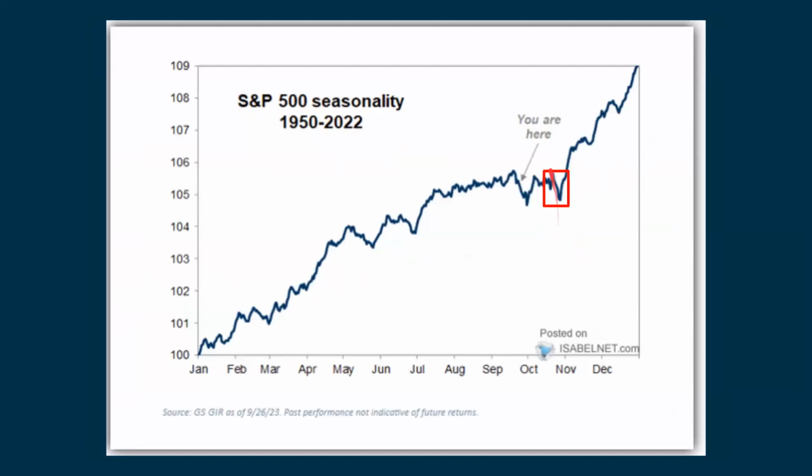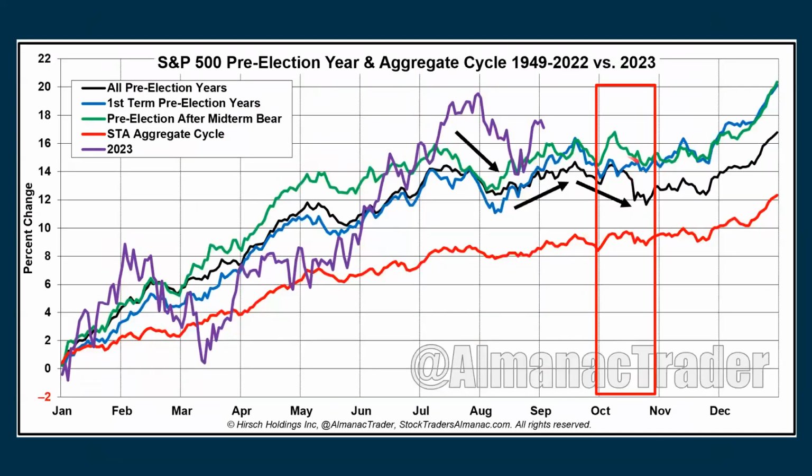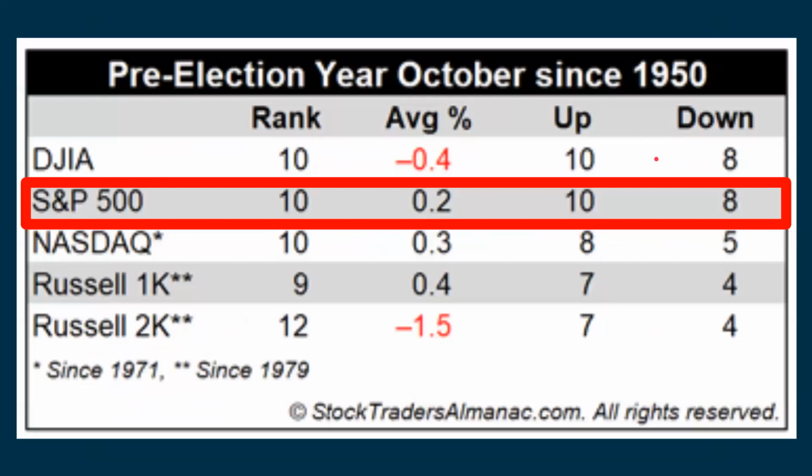This other seasonality chart goes back to 1950. Also, are we coming into this weak time before we see a bounce? Then looking at the NASDAQ during a pre-election year, we tend to see some weakness before we see a bounce in October. We also see some weakness before a bounce in the S&P 500. We're up a little bit more than down for the S&P 500 going back to 1950, just measuring pre-election years.